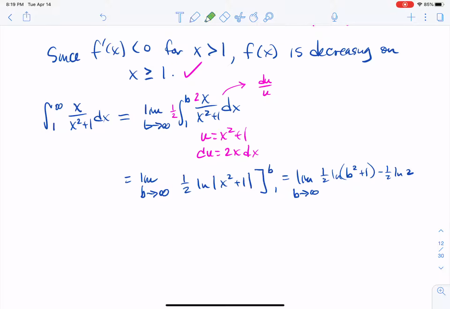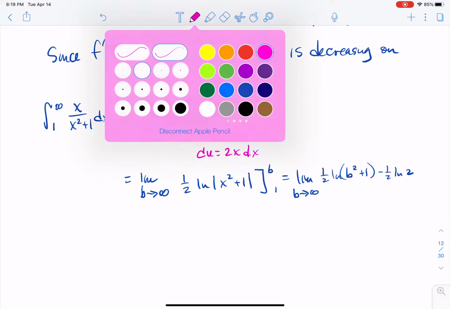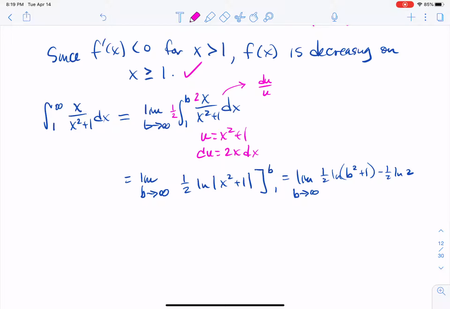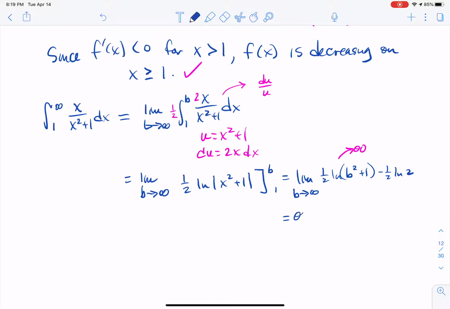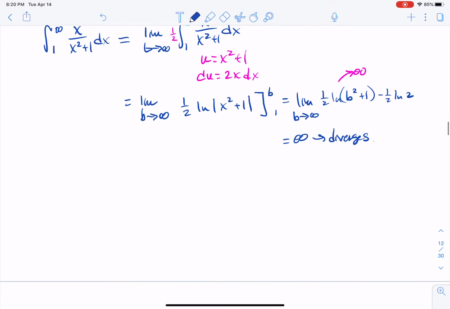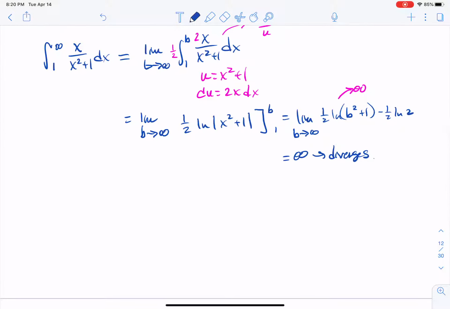If I were to plug in my infinity, that's infinity squared plus 1, which is still super big. We take the natural log of something super big. This is going to shoot off to infinity, which means our whole improper integral diverges. Okay, if it diverges, that means our series must also diverge. So this is the way I make my conclusion.